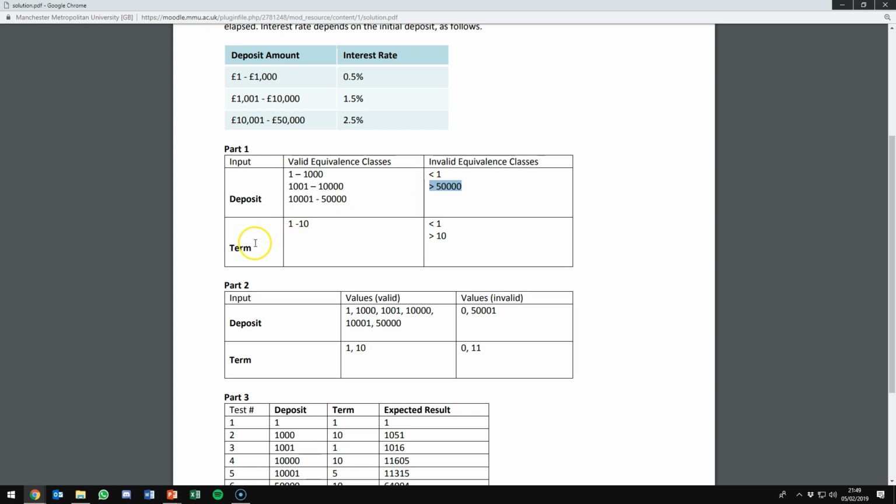And then a similar thing for the term, we've said a person can deposit money for at least 1 year up to and including 10. So we're including 10 in that valid equivalence class. And then in terms of the invalid ones, it would be anything less than 1 and anything which is more than 10. Okay, and then going back to the presentation again, just look at part 2.